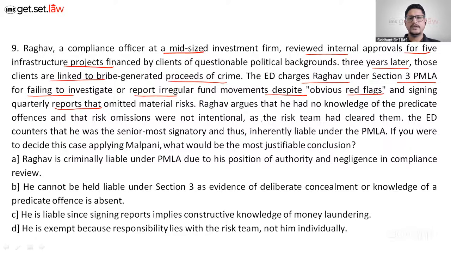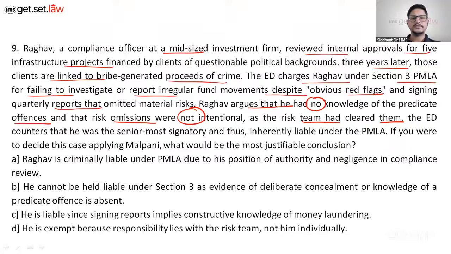Now, Raghav argued that he had no knowledge of the predicate offenses and that the risk omissions were not intentional as the risk team had cleared them. Now, this is a very strong point. He's arguing that he didn't have knowledge. That is a right fact, because if he doesn't have any knowledge and they don't even have evidence about it, ED is charging this for failing to investigate or report irregular fund movements, but he didn't even have knowledge about these offenses, right?